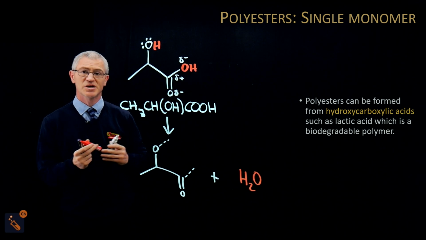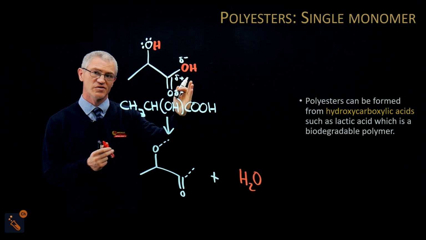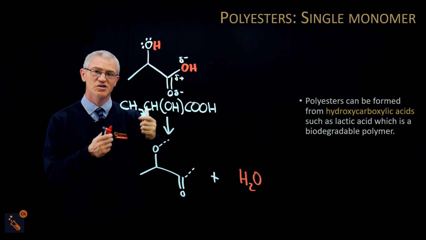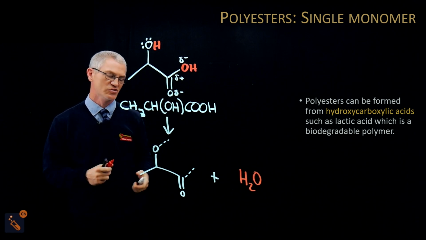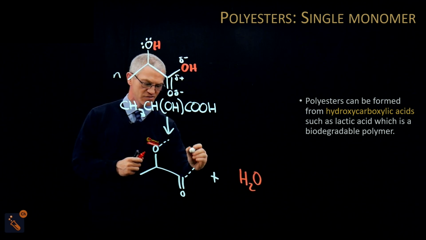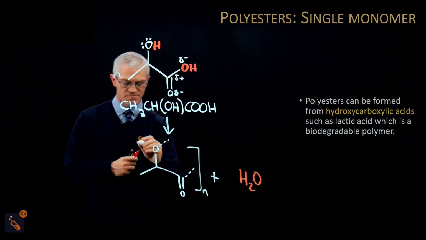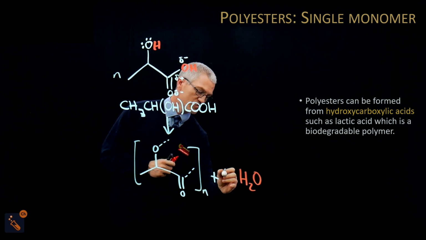Now, because there's only one monomer this time, for each time we do the reaction, we're losing one water. Because there were 2 monomers in the previous one, you create 2 waters every single time you do the bonding, but we only do 1. So if we say that is N, and that is N, one of those will produce one of those.